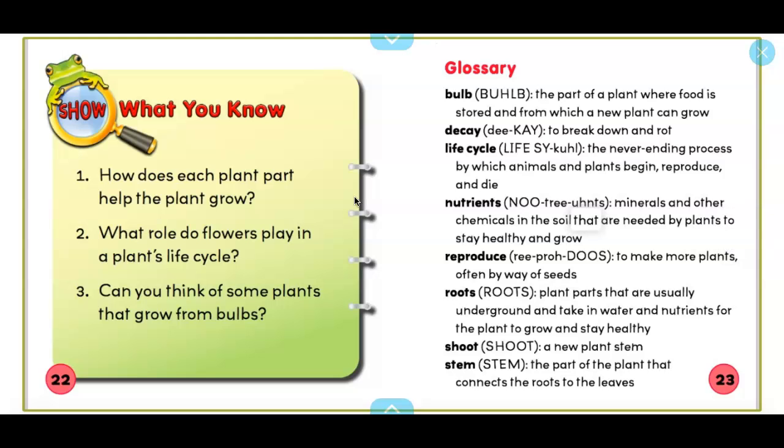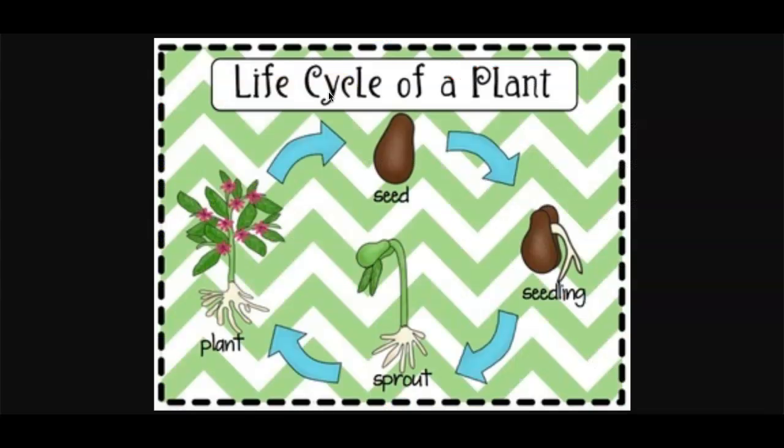All right, so again, let's go back to this. We start with a seed in the ground. Then it starts to grow some roots and becomes a seedling. Then once it gets more roots and it starts to grow a stem, we have a sprout. And then it continues to grow and we have a plant.